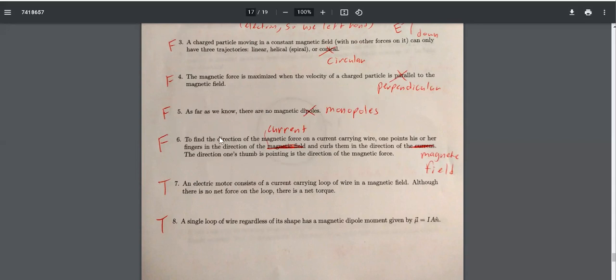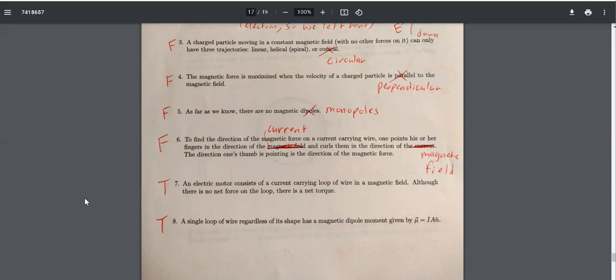All right. So this is just talking about the right-hand rule. To find the direction of the magnetic force on a current carrying wire, you point your fingers in the direction of the current and then curl them in the direction of the magnetic field. You do that with your right hand, and then your thumb points in the direction of the force. All right, an electric motor consists of a current carrying loop of wire in a magnetic field. Although there is no net force, there is a net torque. This is true. That's what we did in class today.